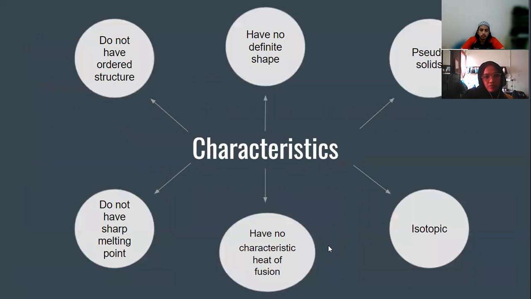So these are the characteristics. First, glass does not have an ordered structure and does not have a definite shape. It is a rigid solid, then it is isotropic and does not have a characteristic heat of fusion, and it does not have a sharp melting point.